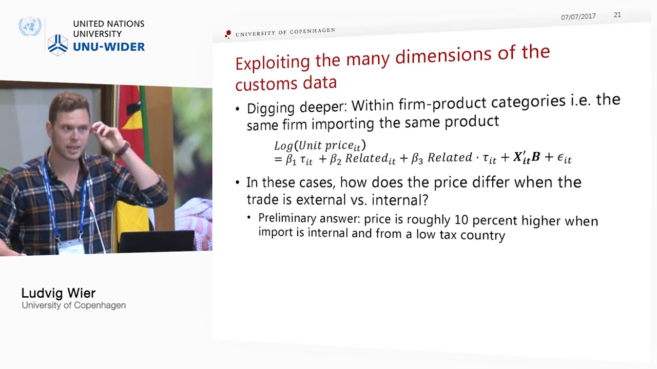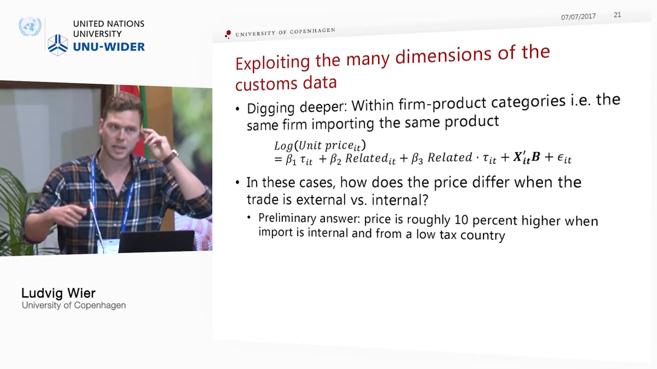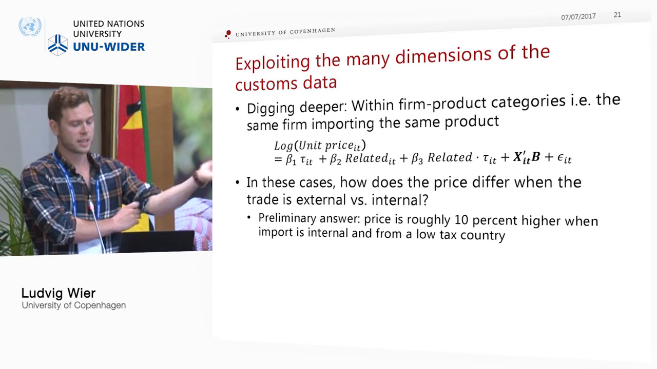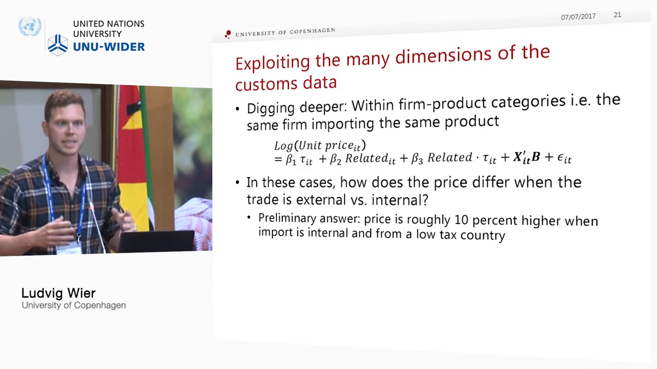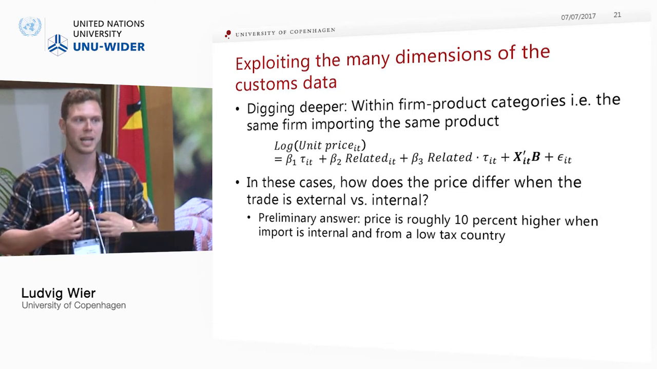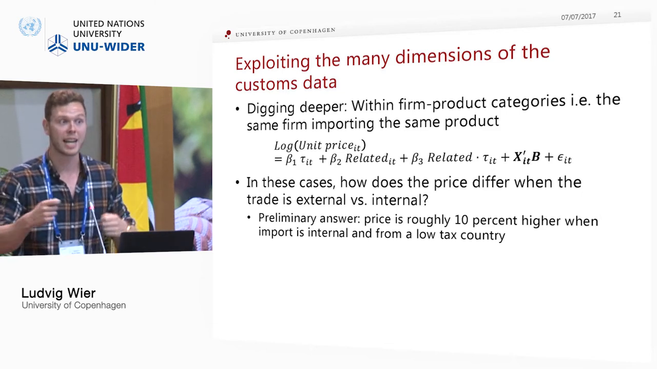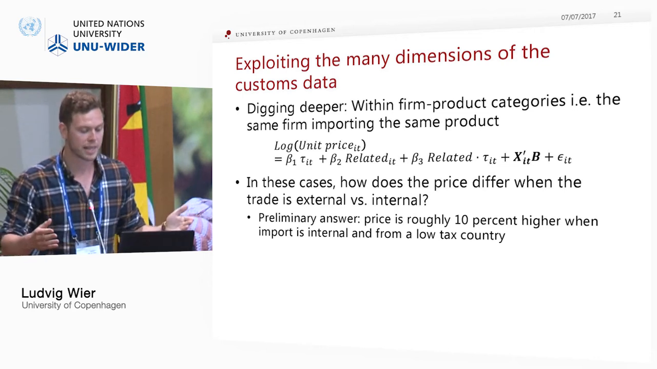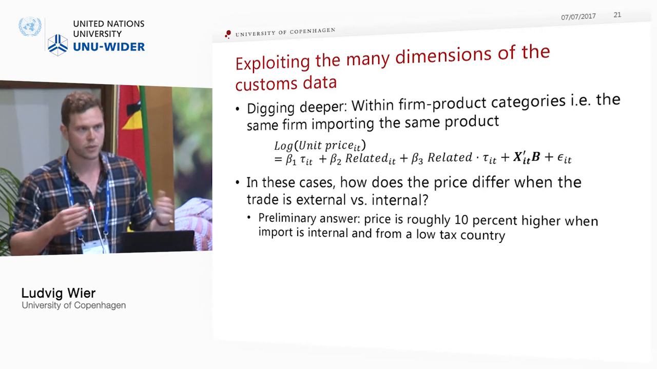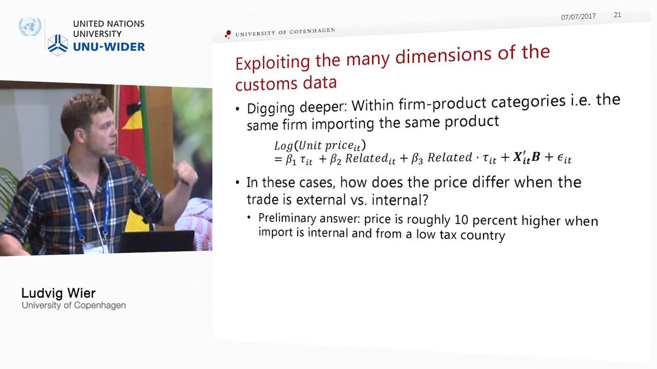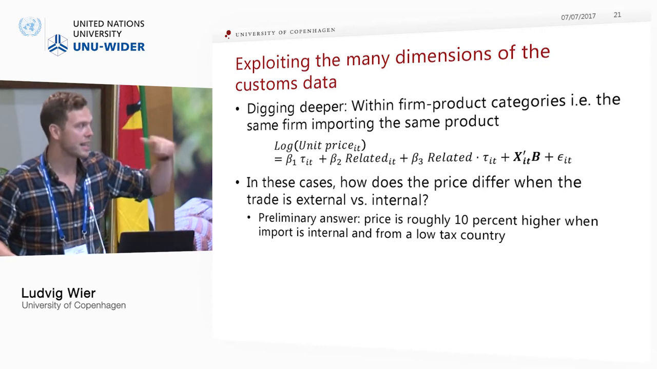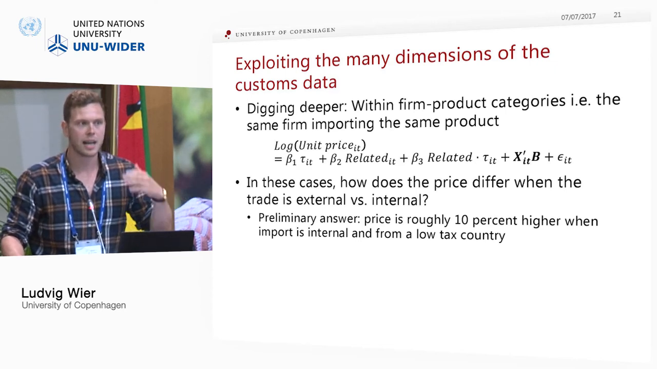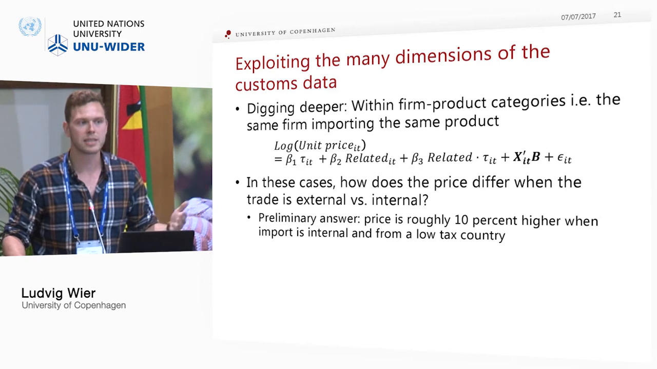But you can dig even deeper than that. You can actually see the same firm importing the same product. So one concern when digging that deep is that maybe the firms will be aware that it looks a bit suspicious if they're actually importing books at wildly different prices. But even when you use these firm-product fixed effects, you still see that imports from low tax countries are overpriced when they are internal.